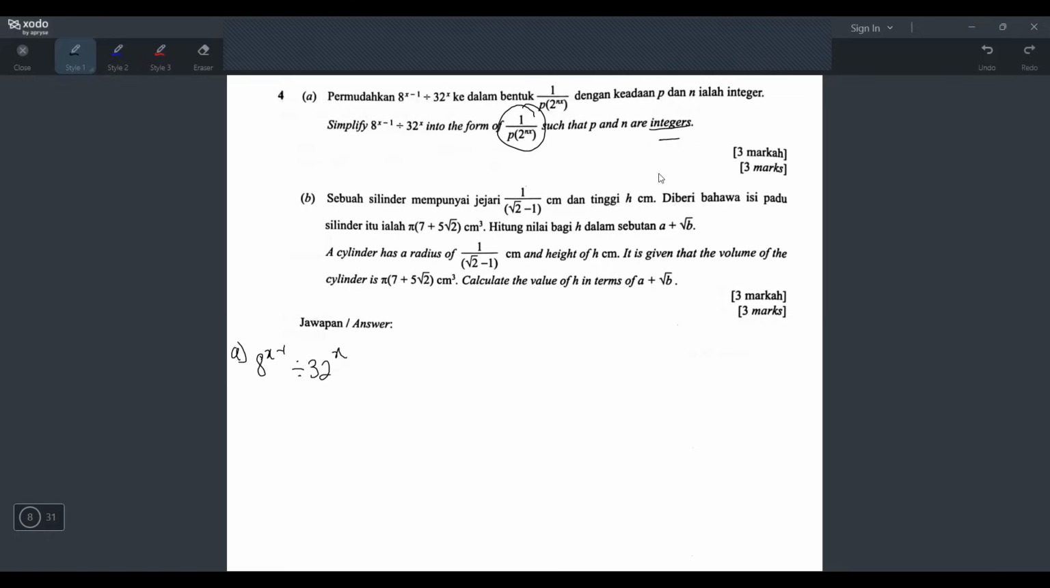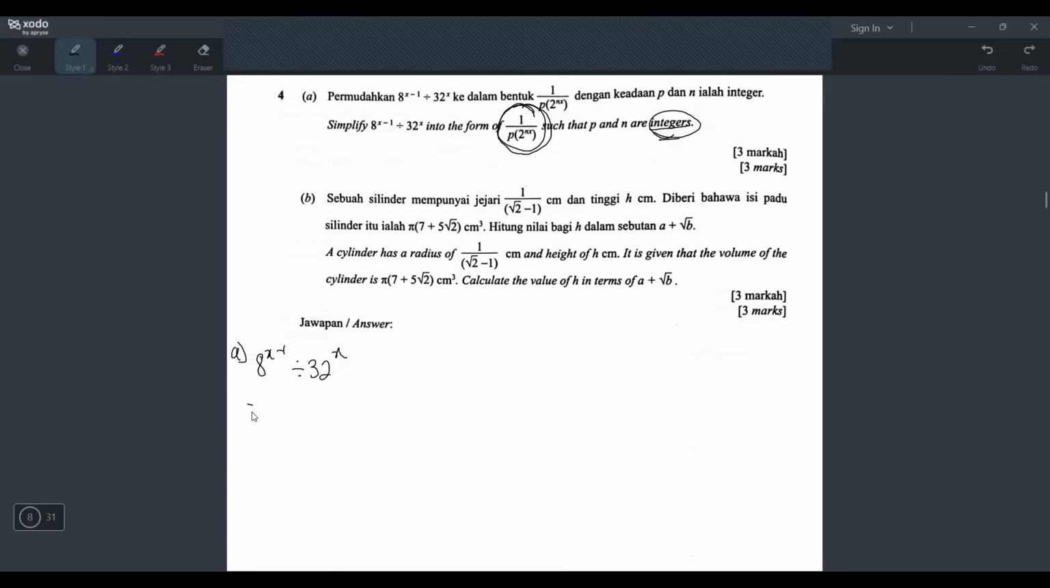Okay, it means number tak boleh ada fraction, tak boleh ada decimal. Tak boleh pecahan, tak boleh ada titik perpuluhan. Then it's called integer, right? Negative number is also integer. Okay, but just make sure tak ada fraction, tak ada decimal. And the answer has to look like this.